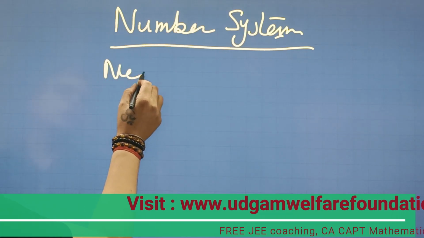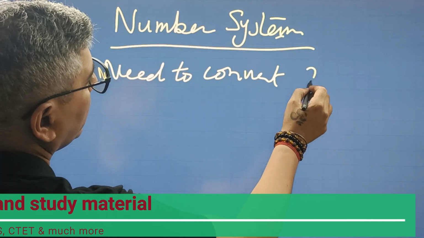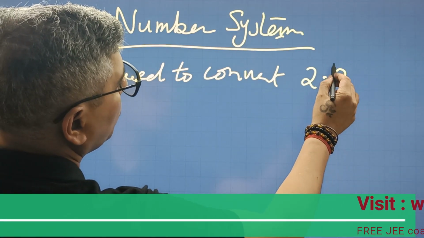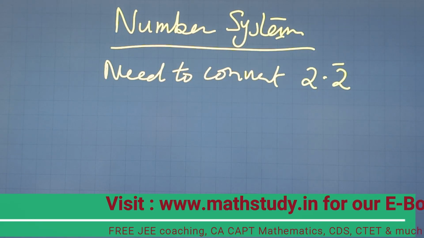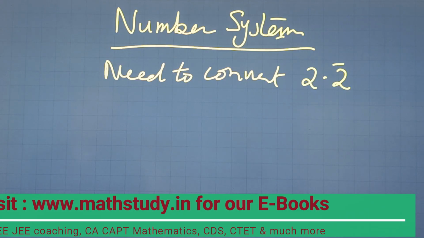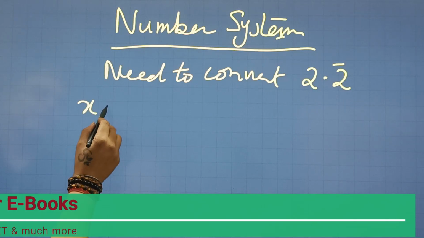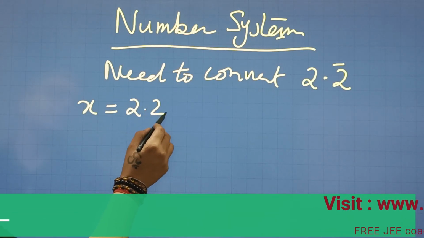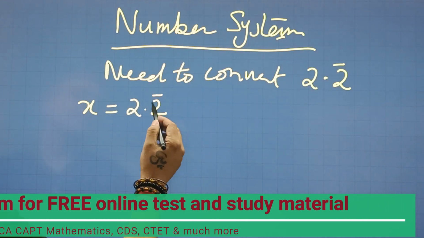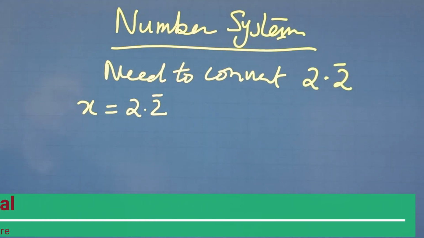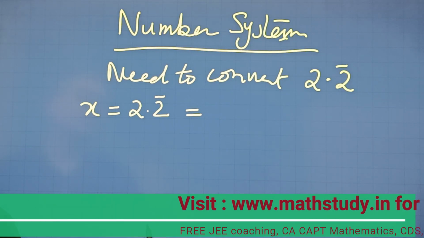We need to convert, let's say, 2.2 bar into a rational form. How are we going to do that? Let us assume that this number is x equals 2.2 bar. So bar is basically 2 repeating continuously again and again. Here we have one number after the decimal which is repeating again and again.